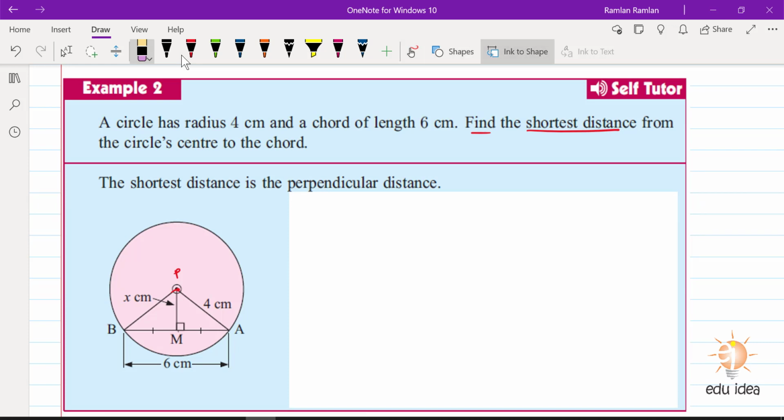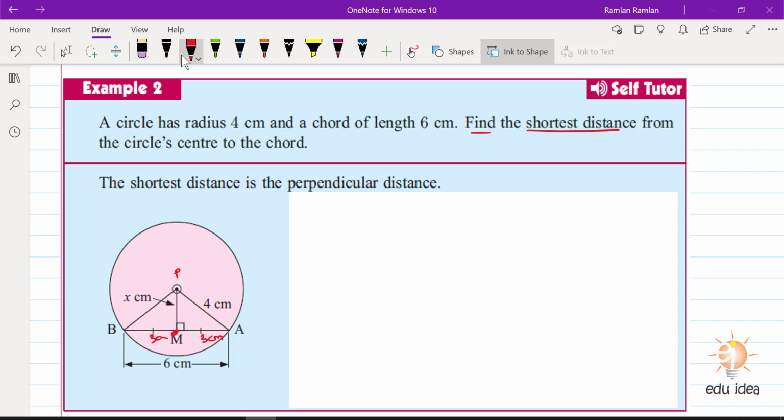I'm going to take one of them. You can choose PMB or PMA, it's the same thing, because we know that this will split this into two equal parts from our investigation. So if PM splits AB into two parts, then from B to M is going to be 3 centimeters, and from M to A is also going to be 3 centimeters. From this information, we can take one of the right-angle triangles. I'm going to use PMA, the same thing.